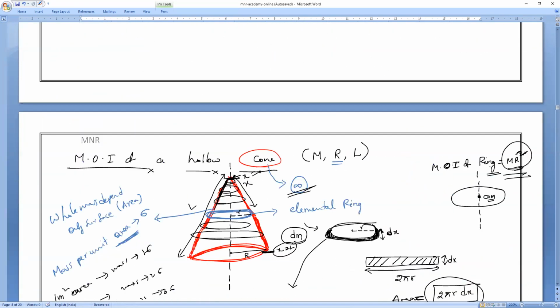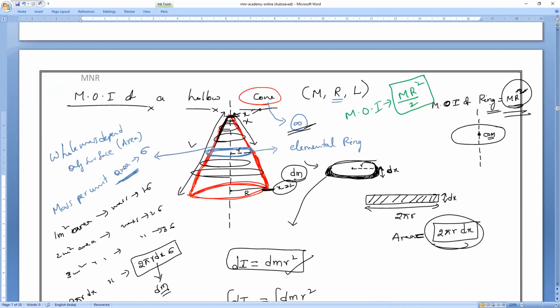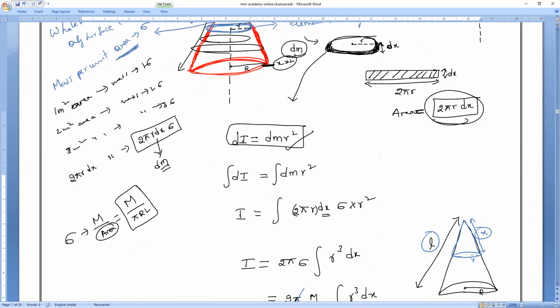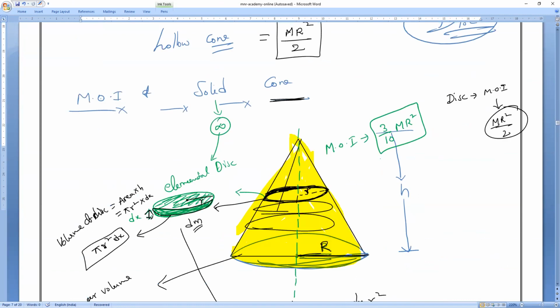And hollow cone, what is the moment of inertia? Moment of inertia of a hollow cone. MR square. Yes, please. MR square by 2, which is equals to what? Moment of inertia of a disk. Clear, everybody? That is what it is. So this is what about hollow cone as well as solid cone. So both are very simple.